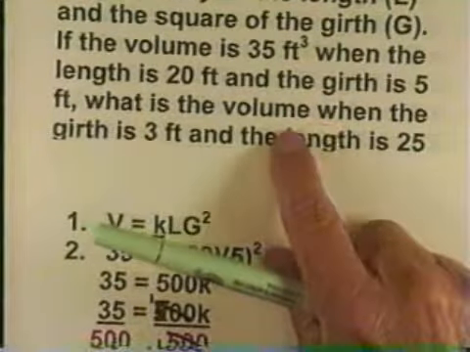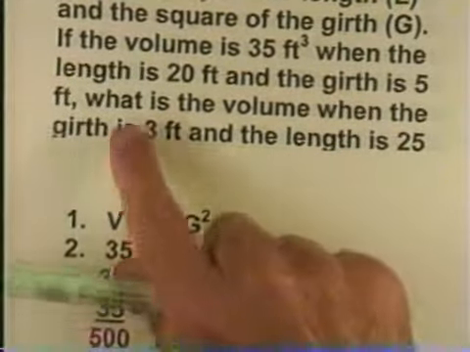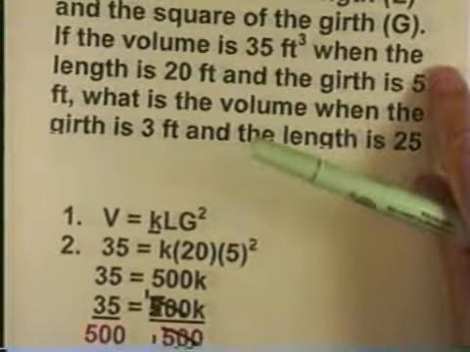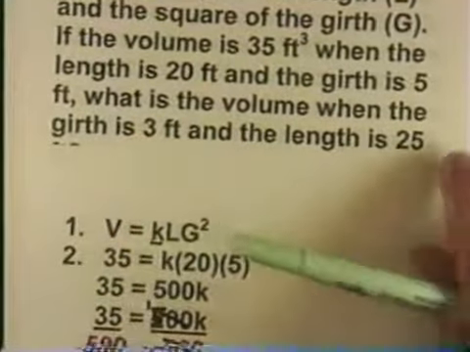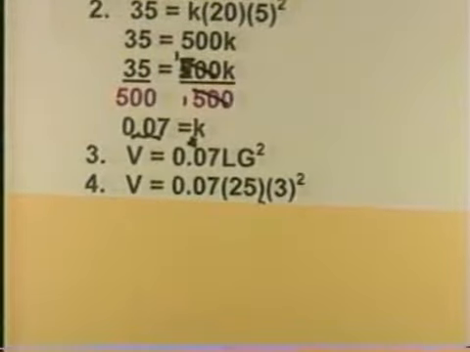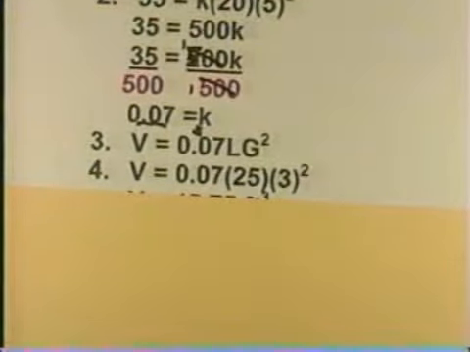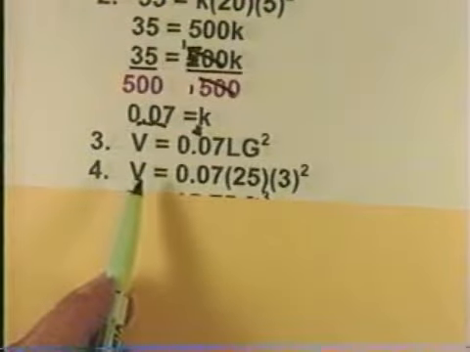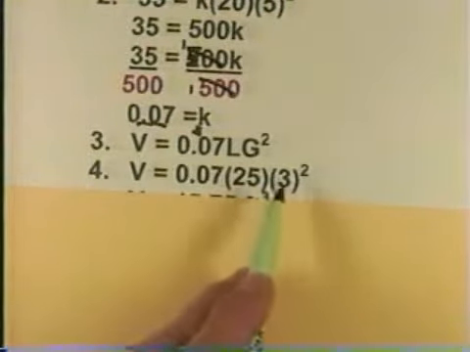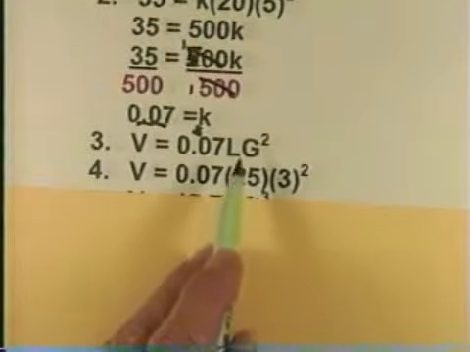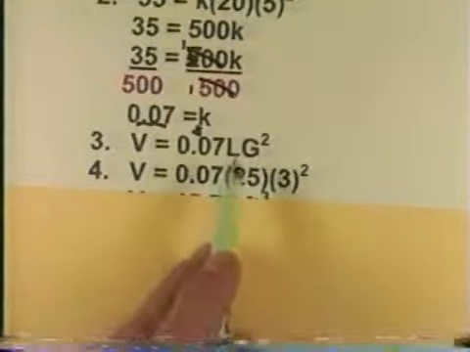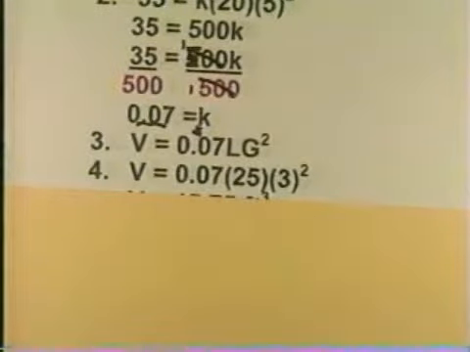What is the volume, V, when the girth is 3 and the length is 25? So keep in your mind, we're saying the girth is 3, the length is 25. So I go back for step 4. What is the volume when the girth is 3 and the length is 25? So I replace G by 3, L by 25.